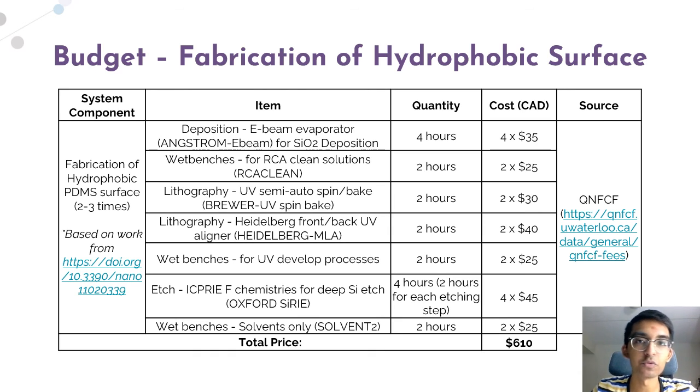After that, the next steps would be the pouring and curing of the PDMS into the silicon mold to obtain the patterned structure on the PDMS to transfer it on, but that would be performed outside of the QNFCF, and so those costs have not been shown here as they're expected to be minimal. Again, we're assuming that this process would need to be done multiple times to allow for the fabrication of multiple devices, as well as to allow for redoing the fabrication in case we need to change certain steps. And with this assumption, the total cost for this process is estimated to be approximately $610.